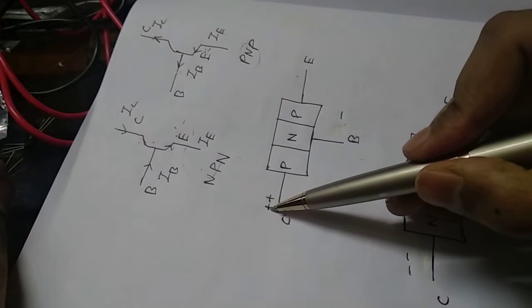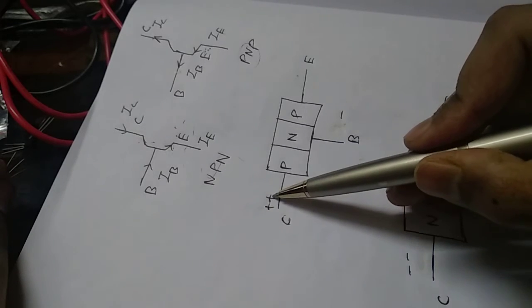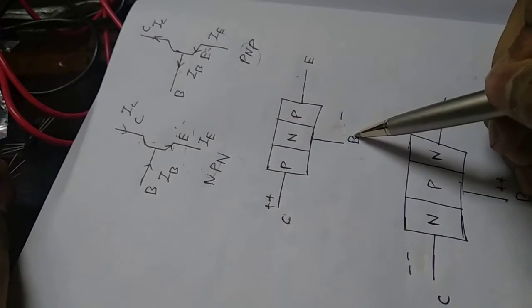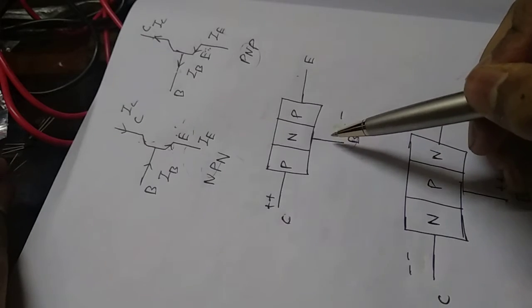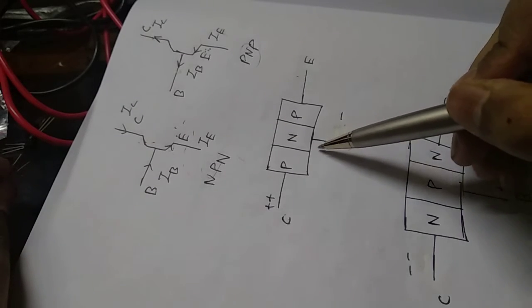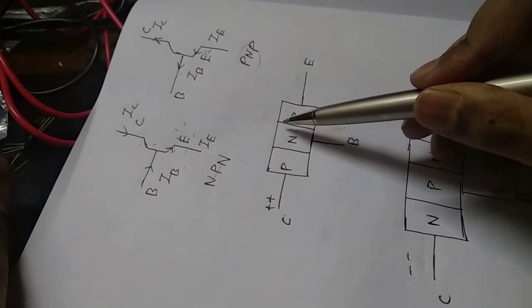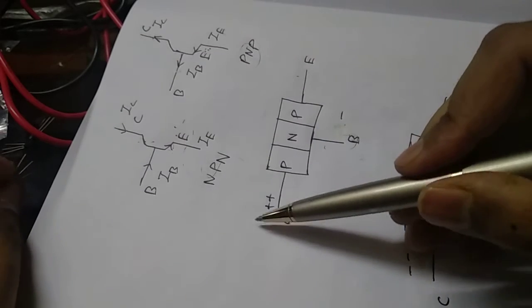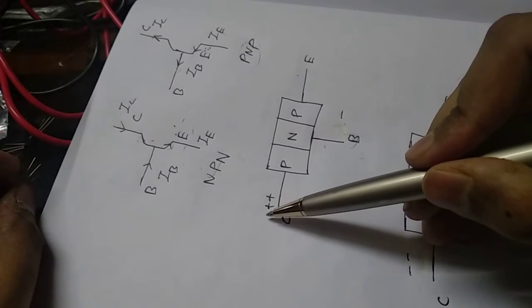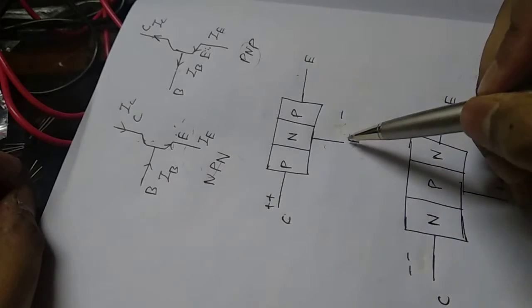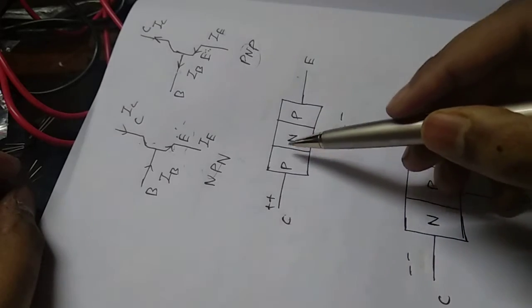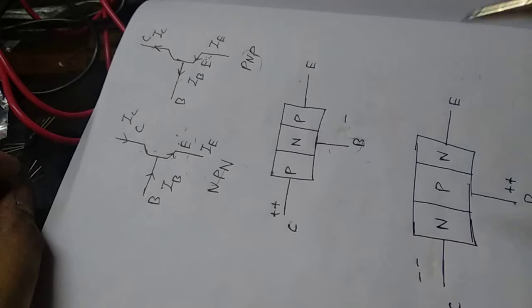So when I apply positive voltage to the collector terminal and negative voltage to the base terminal, and if it shows some reading, then it is called a PNP transistor. And if you reverse that, meaning you apply negative voltage to the collector terminal and positive to the base terminal, then it does not show any reading.